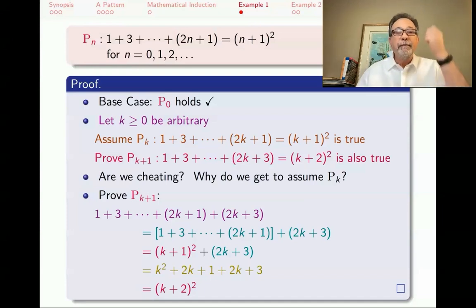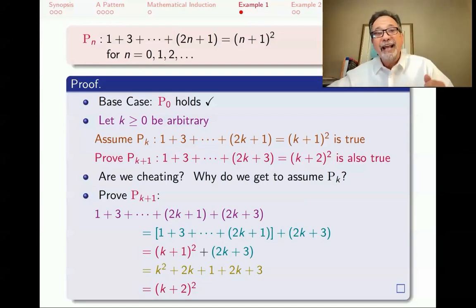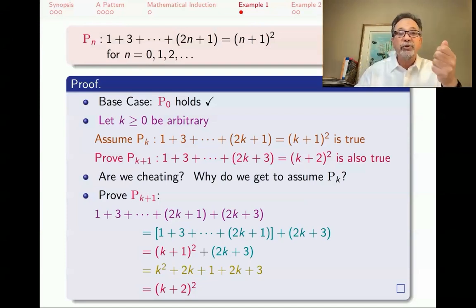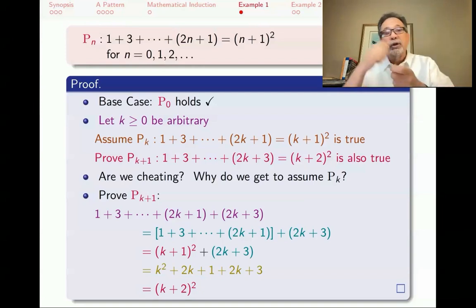Why is the proof complete? Because we proved the first statement, and we didn't prove just any random arbitrary one, but we proved that if any of them is true, the next one is true. So since P0 is true, P1 must be true. If P1 is true, P2 must be true, and so on. All of them must be true. And that was our first example.